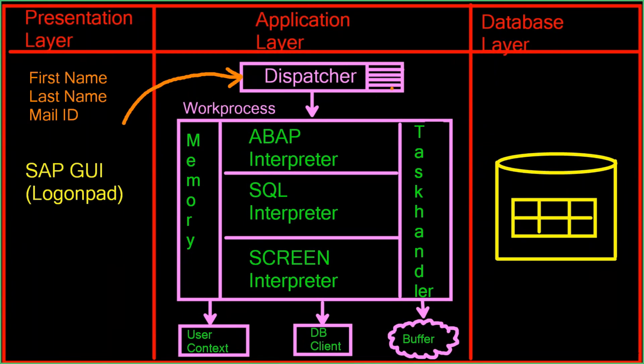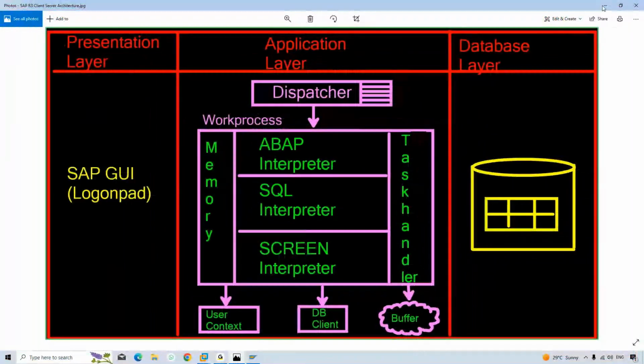This is the dispatcher queue. All the requests go to the dispatcher. So how does the dispatcher work?